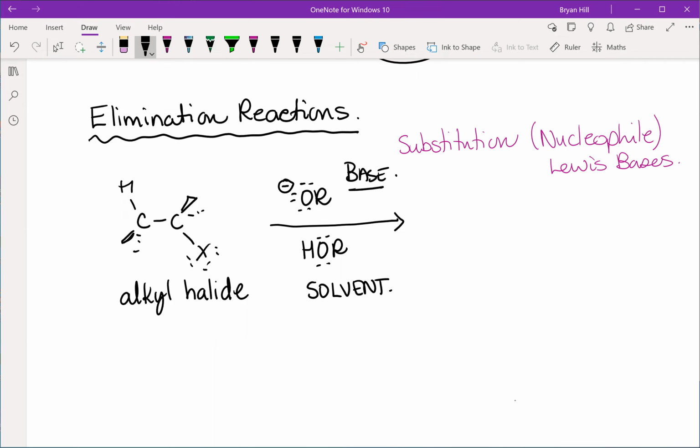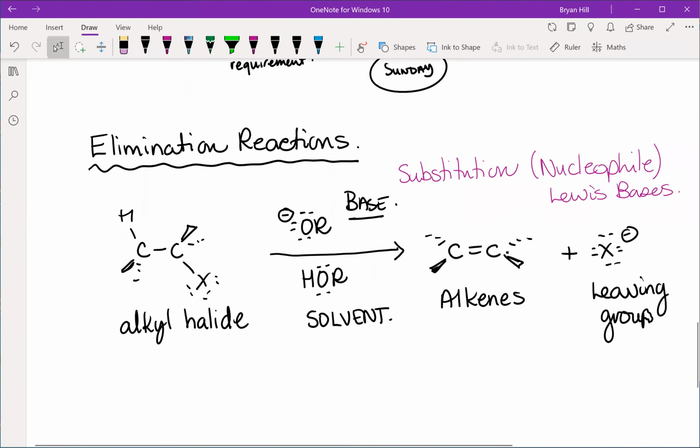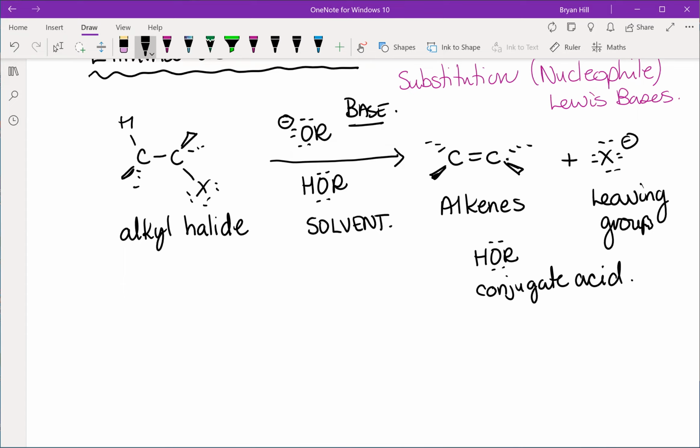In an elimination reaction, what we end up forming are alkenes. And we have our leaving group. And whatever our base happens to be, it'll end up getting protonated. So in the case of the example above, this would be the conjugate acid, now that it's been protonated from the reaction.